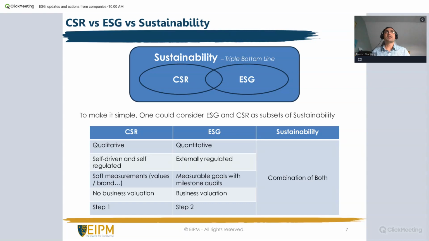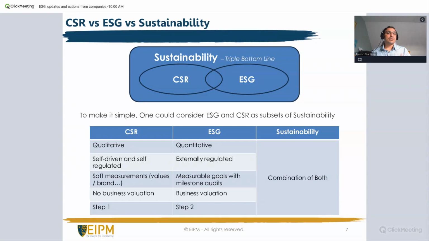For example, in Europe, the most recent regulation that came out, I think there are 50,000 companies for whom the ESG reporting will be made mandatory from 2025 onwards. So this is externally regulated by regulatory authorities, whereas CSR is more self-driven and self-regulated at the company level. ESG is going to be a bit larger than this and externally regulated, right?